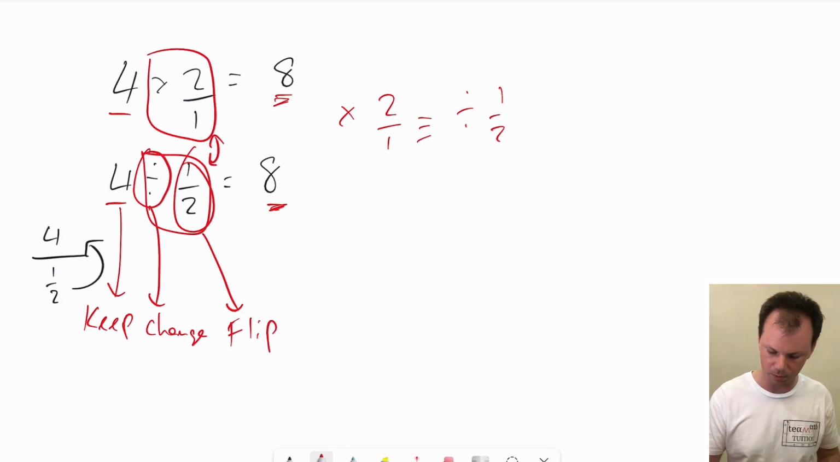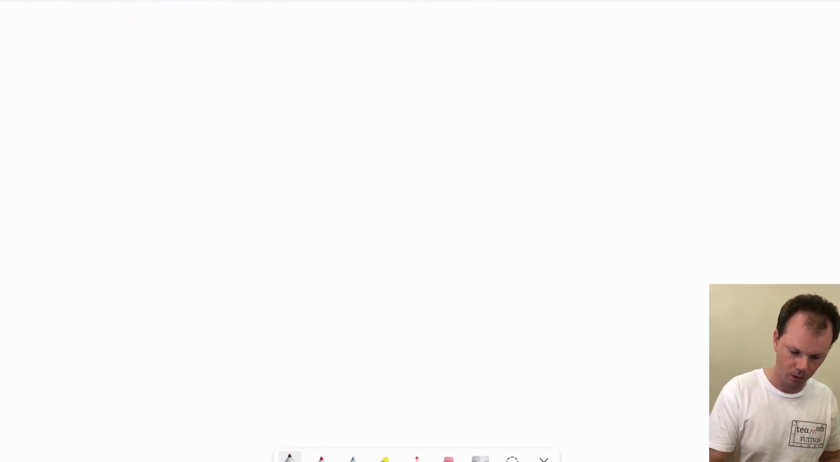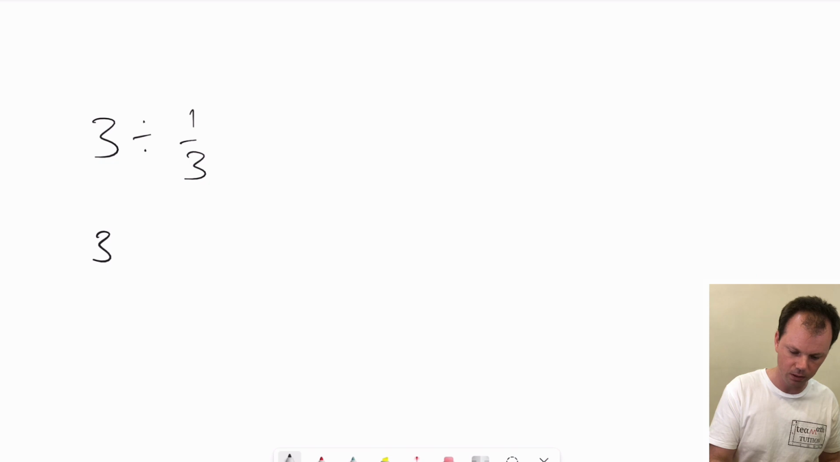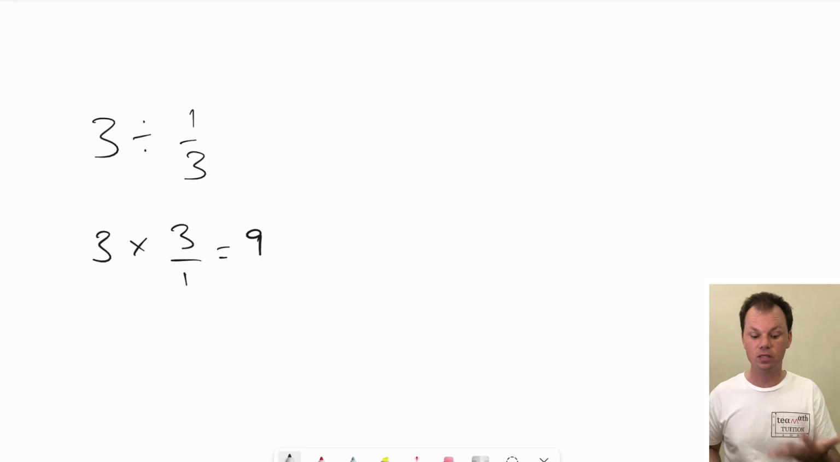So let's have a look at a couple. Let's do 3 divided by a third. So we're going to keep the first number, we're going to change from divide to times, and we are going to flip the fraction to 3 on 1, which is just 3. We have 3 times 3 equals 9. If I was to say how many times a third goes into 3: a third, 2 thirds, 1. So it goes into 1 3 times, so it must go into 3 9 times, so it works.